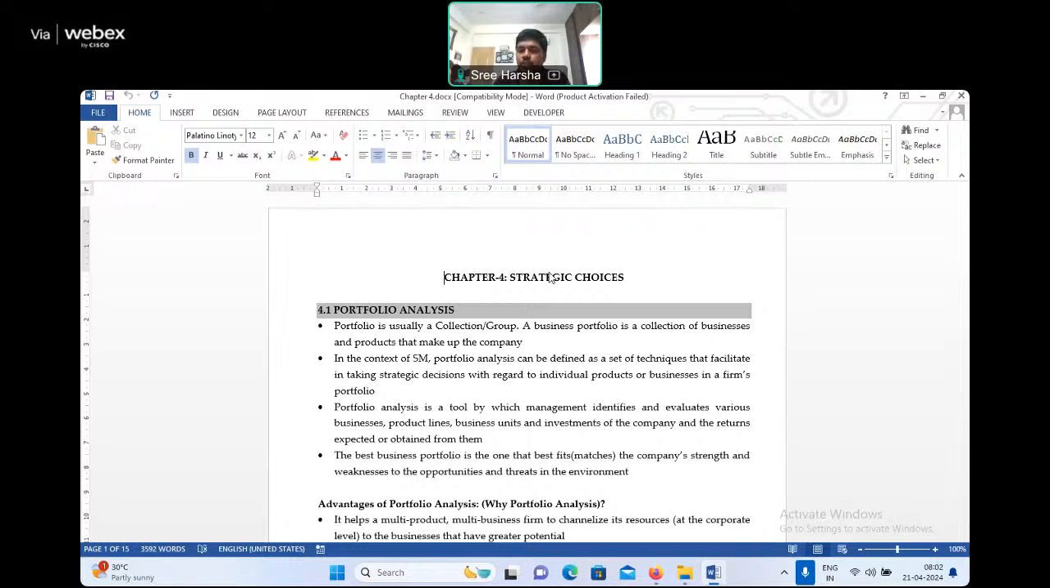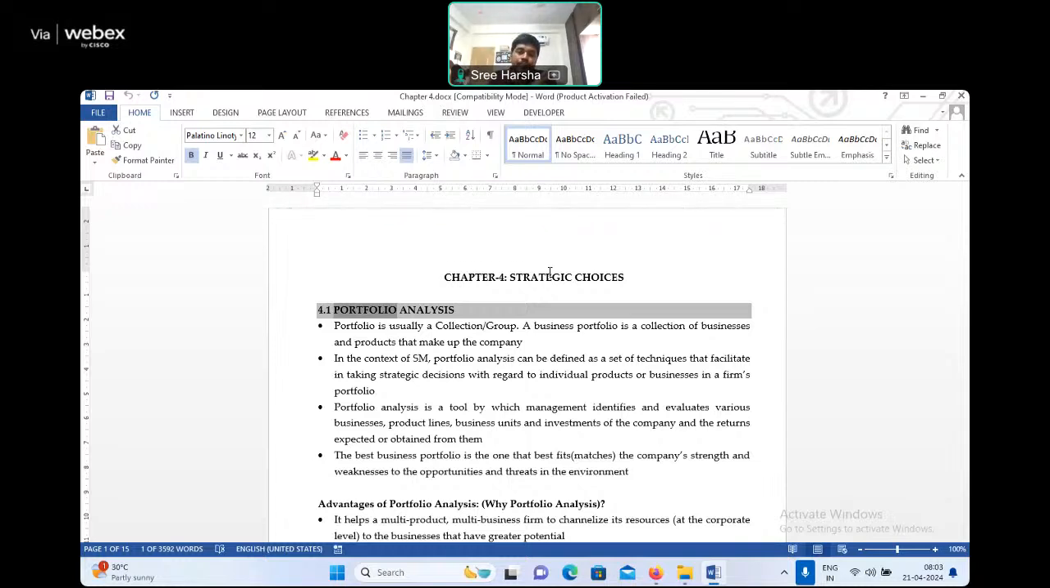Before getting into portfolio analysis, we need to understand the term portfolio. What do you mean by portfolio? Portfolio is nothing but a collection or group. So this first part of the chapter will explain what kind of strategies you should adopt whenever you are into multiple businesses. For example, Reliance, as we discussed, is into multiple businesses. Tata Group is into multiple businesses. Hindustan Unilever is into multiple businesses. TVS Group is into multiple businesses. Whereas Hyundai is into only one business. Apple is also mainly into electronics, only one business.